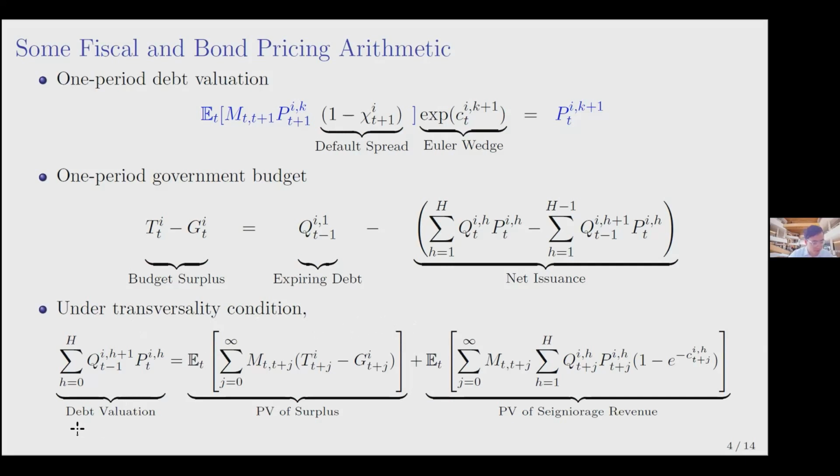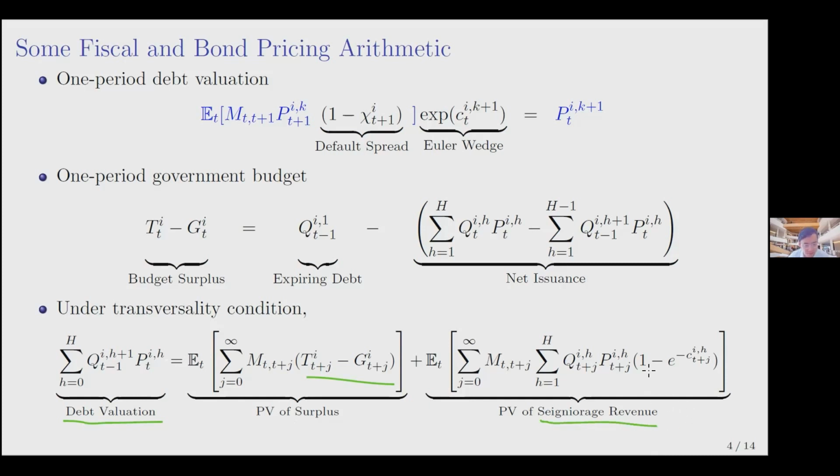In particular, on the left-hand side, we have the market value of total outstanding debt in a country I. On the right-hand side, we have two terms. The first term is the present discounted value of government surplus. So we have tax minus government spending, or T minus G, which is the government surplus. And the first term is the discounted version of that for the entire future horizon. The second component on the right-hand side is the present value of a seigniorage revenue.